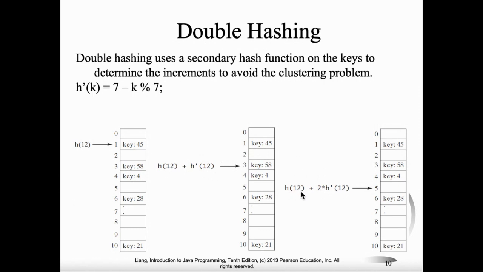So the original is going to be 1. The second hash gives us 2. So we do 2 multiplied by 2, which is 4, plus 1. Now it's going to give us 5, and 5 is empty. So we can put 12 right there.